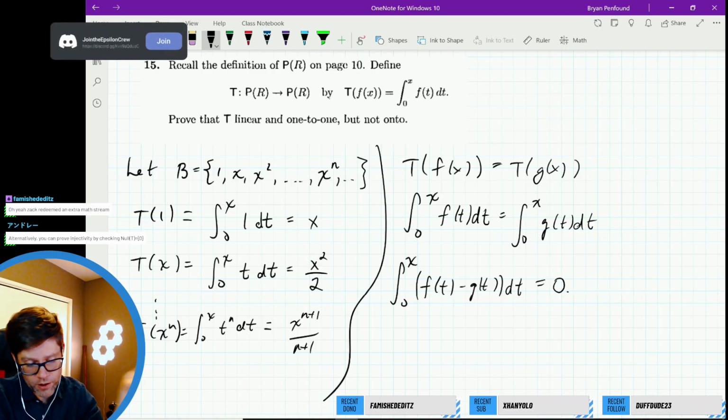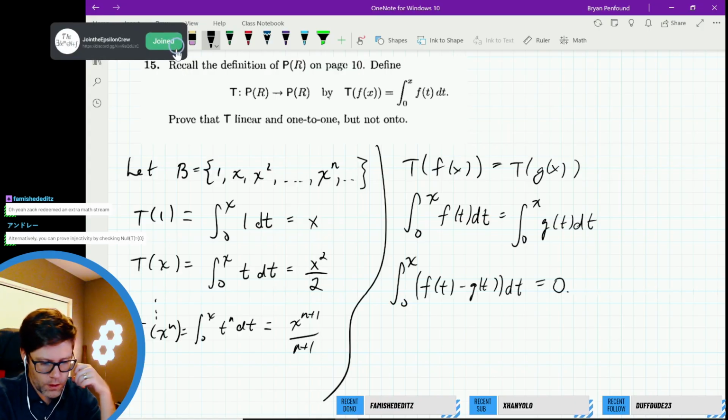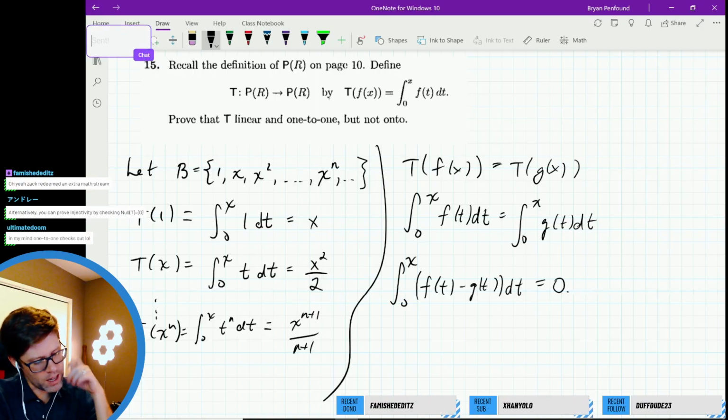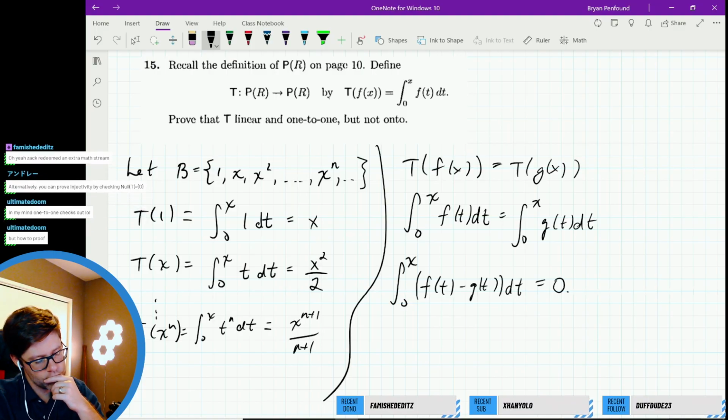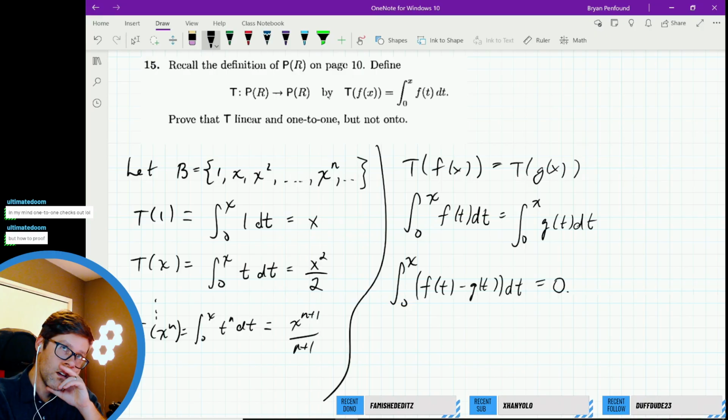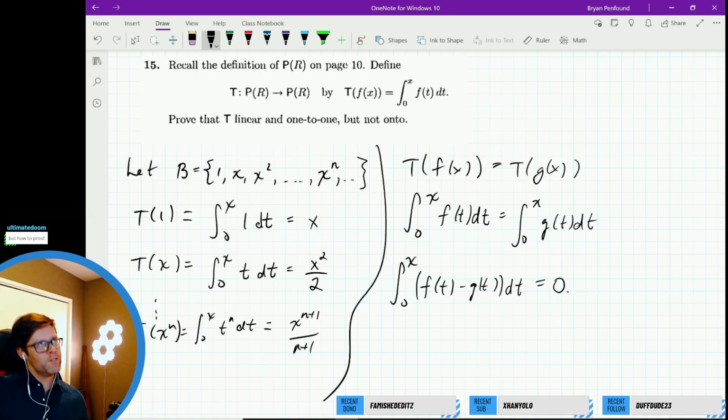Meaning, I guess, one of two things. Either x is 0, or f(t) and g(t) are the same. Does that imply that f and g have to be the same? Yeah, because we're looking at the difference of them under the integral first, right? Well, now I'm not convinced that that has to be true.